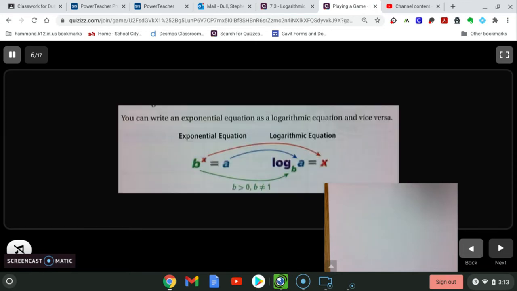So here's a roadmap that helps you make sense of translating between the two. You can see in red, your log is the exponent. So b to the x equals a, log base b of a equals x. The base b in green is the same in both situations. And a in blue is the argument of your log, and that ends up being the value of the exponential equation.